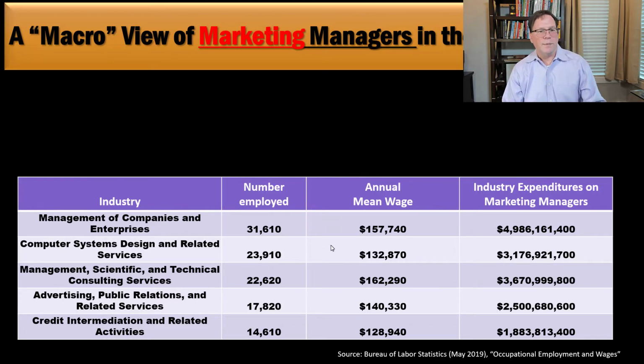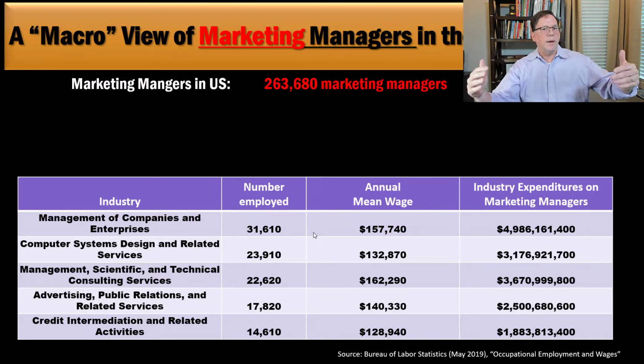So when you look at marketing managers, like sales managers, it's going to vary again by industry, right? So these are some of the different industries. These are the top five employers of marketing managers in the United States. So this is basically the wages that they make, the average wage they make in those different industries. And if you multiply those numbers out, then that's going to give you some aggregate number for what the top five spend.